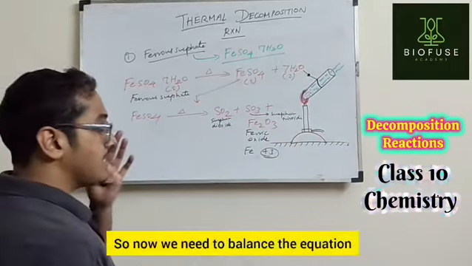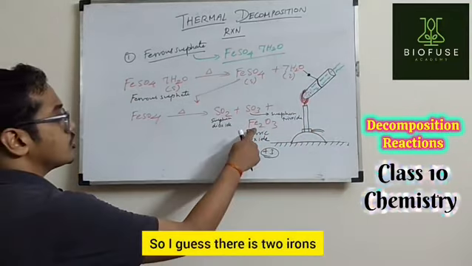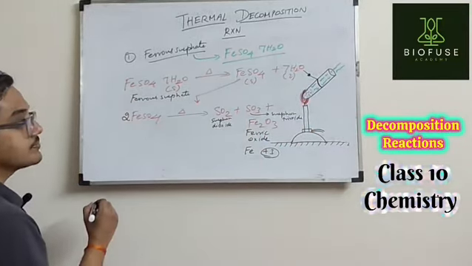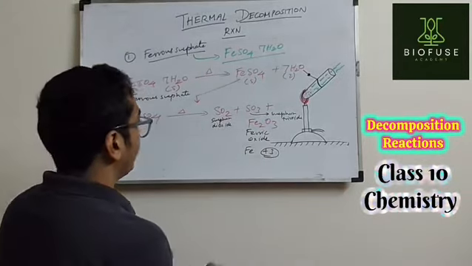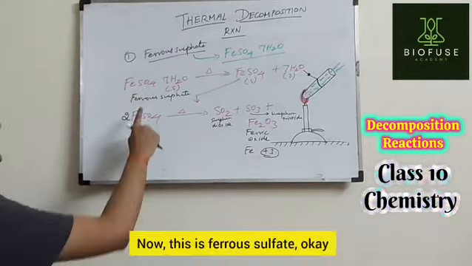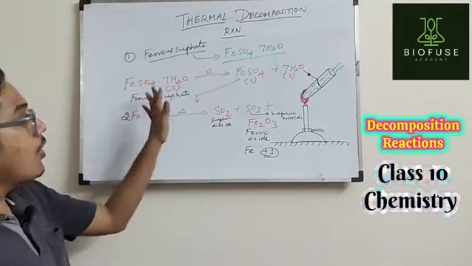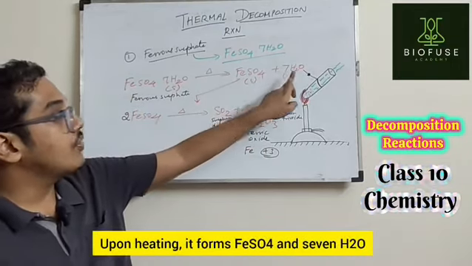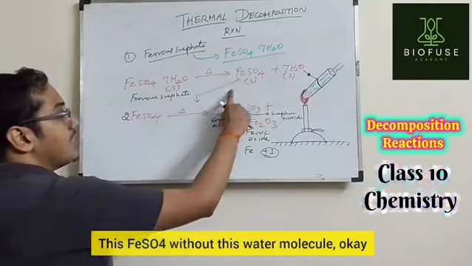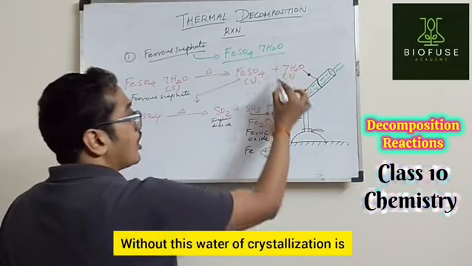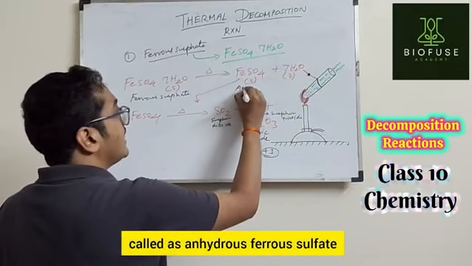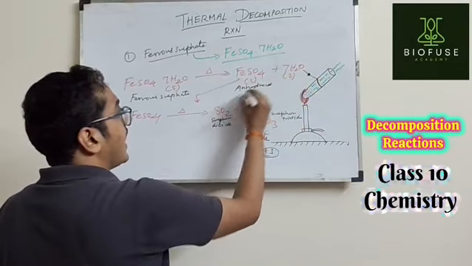So now we need to balance the equation. I guess there are 2 ions, so we can put 2 over here, and the remaining things are balanced. Okay, fine. Now this is ferrous sulfate. Upon heating it forms FeSO4 and 7H2O. This FeSO4, without this water of crystallization, is called anhydrous ferrous sulfate.